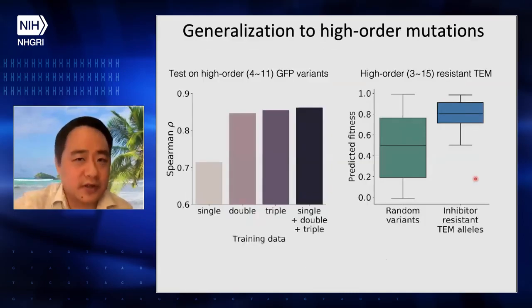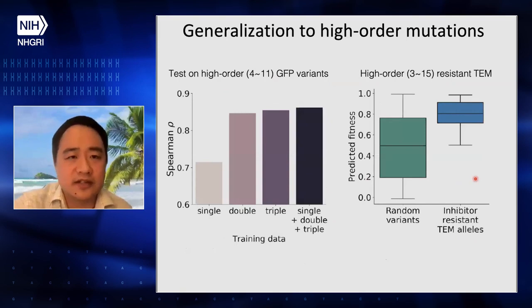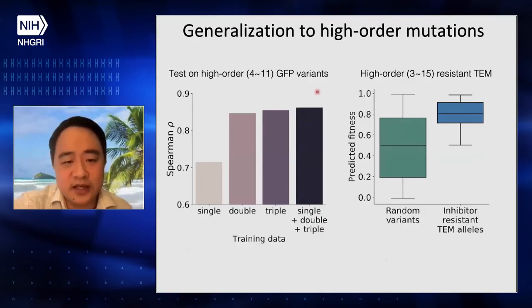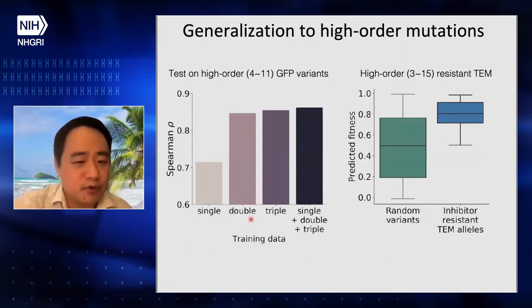Okay, so we have also tested the generalization of this model to high order mutations. And you can see that on the left, we tested on GFP, and it seems that with single and double mutations, we are able to predict very high order mutations, which means that maybe the pairwise, the high order interactions may not be that important. The pairwise might be good enough.